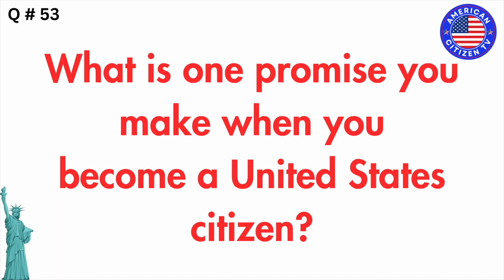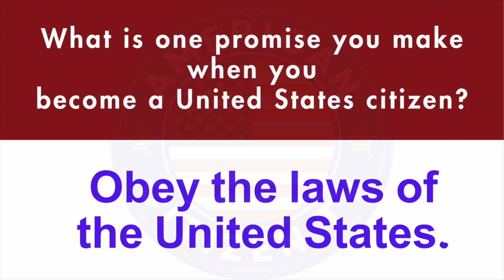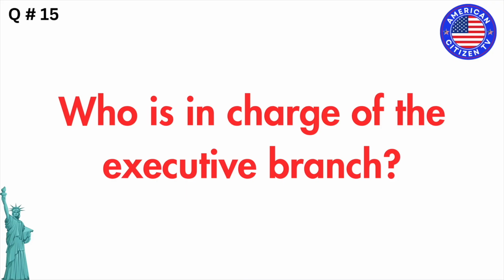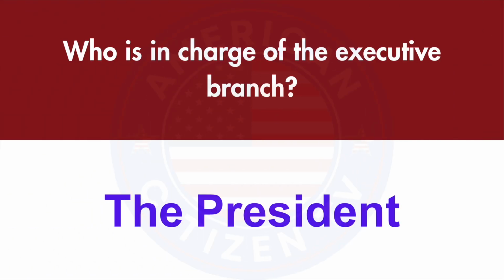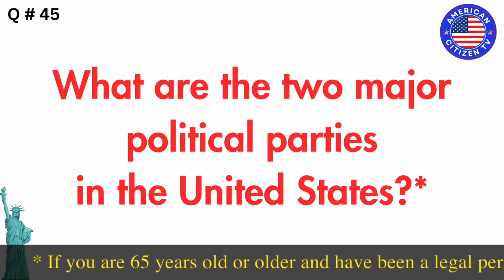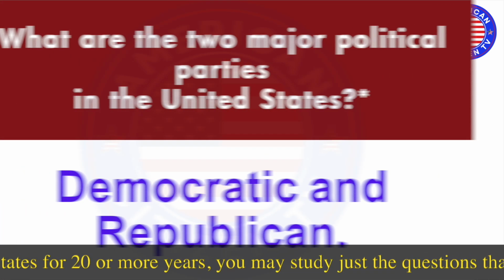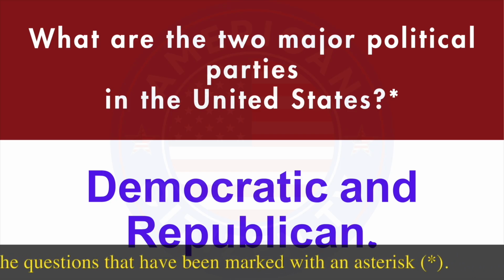What is one promise you make when you become a United States citizen? Obey the laws of the United States. Who is in charge of the executive branch? The President. What are the two major political parties in the United States? Democratic and Republican.